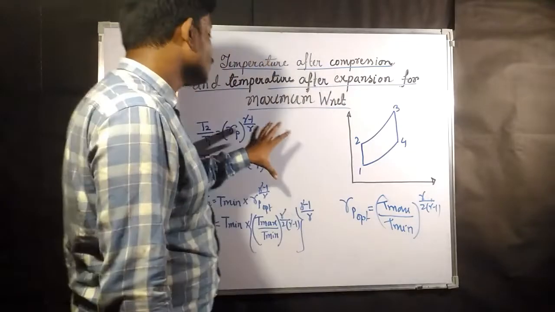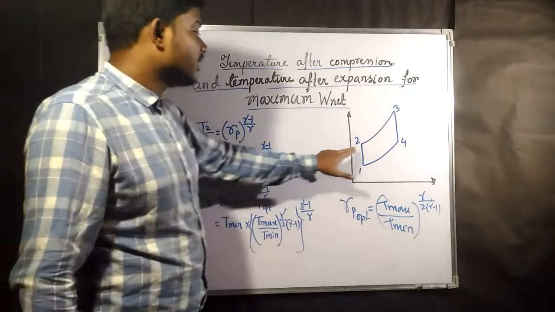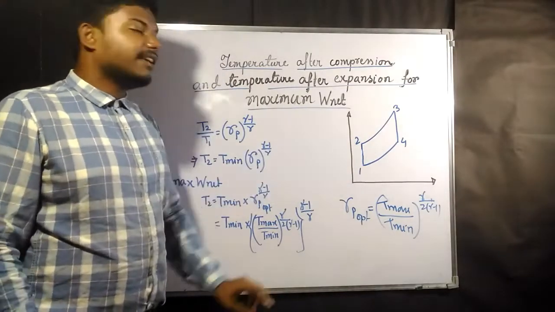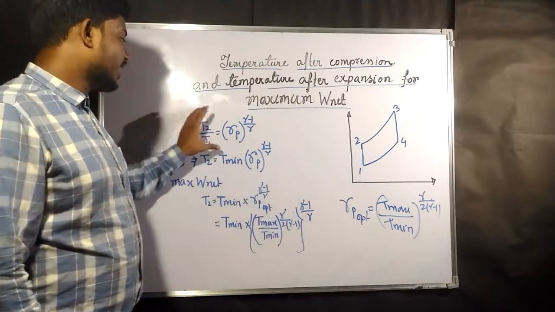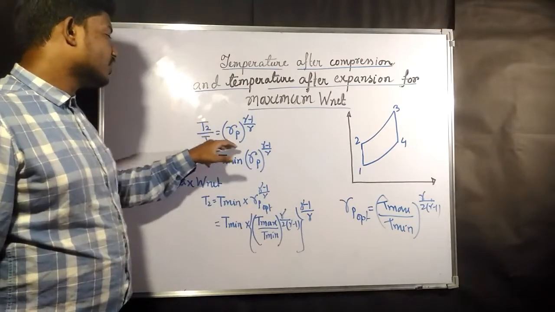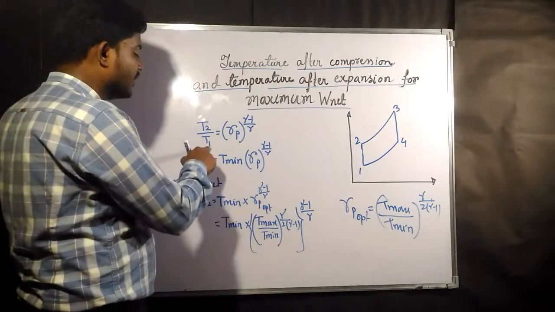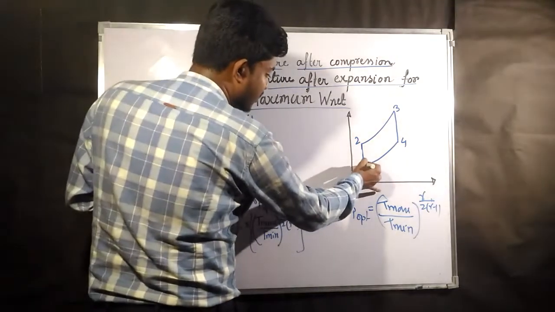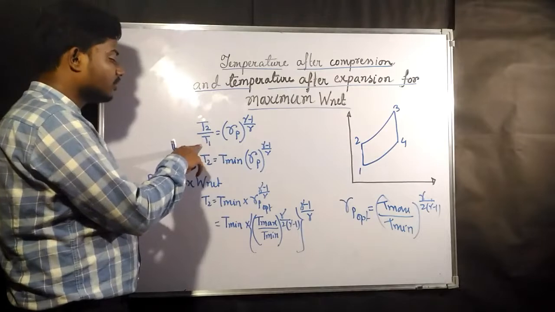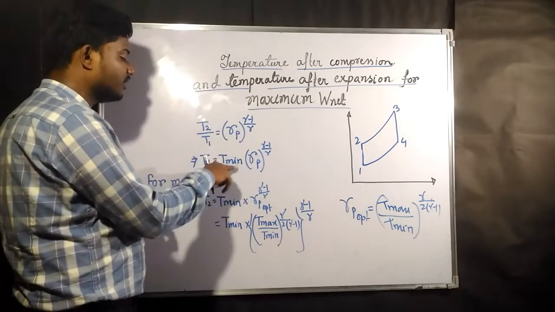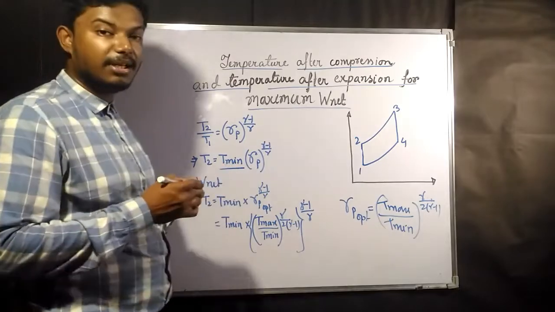So first of all let us go for the temperature after compression. 1 to 2 is again isentropic or adiabatic. For adiabatic this is the relation: T2 by T1 equals Rp to the power gamma minus 1 by gamma. Now T1 is the minimum temperature. So T2 is equal to T1 into Rp to the power gamma minus 1 by gamma. That means in place of T1 I have replaced it with T min.